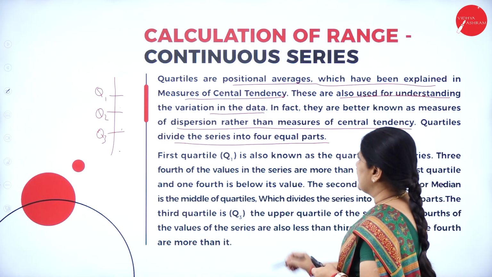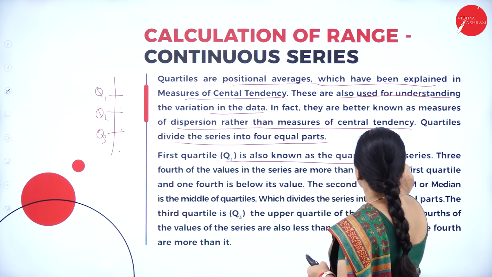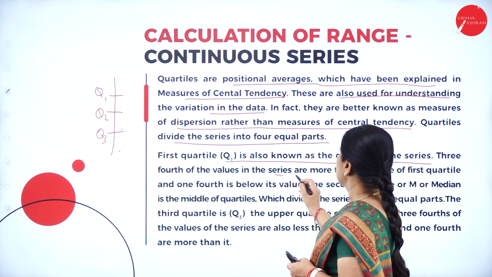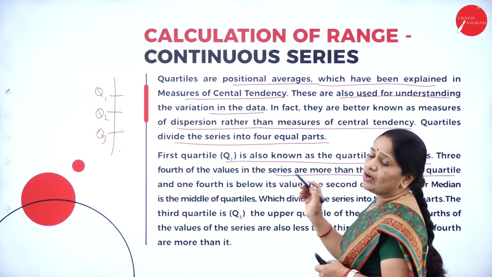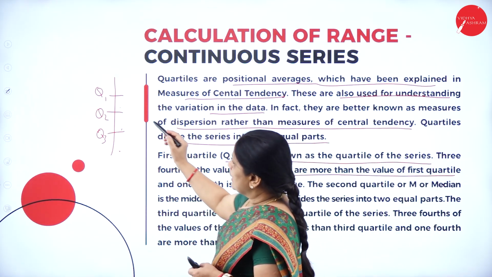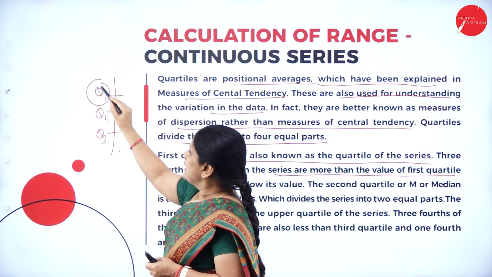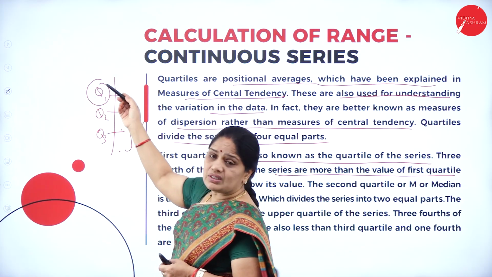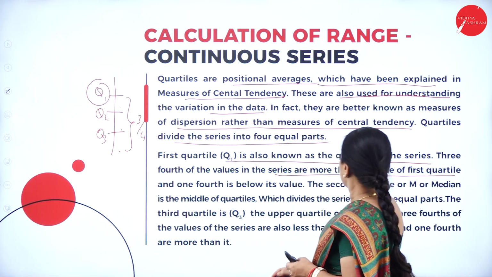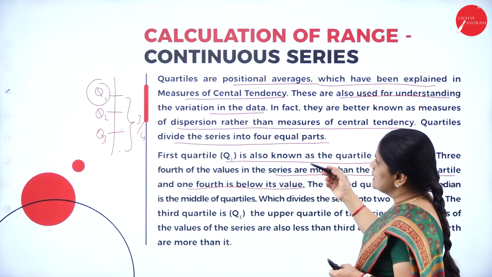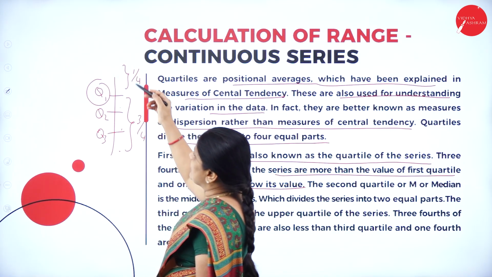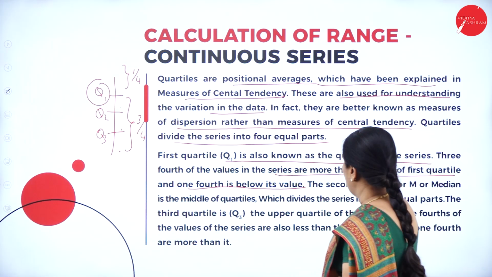Now, the first quartile Q1 is also known as the lower quartile of the series. The 3/4 of the values in the series are more than the value of the first quartile. Now, this one is the Q1 and then the 3/4 of the values will be more than this Q1, and 1/4 is below this value. So, this part will be 1/4. So, this 1/4 will be below the value of Q1.